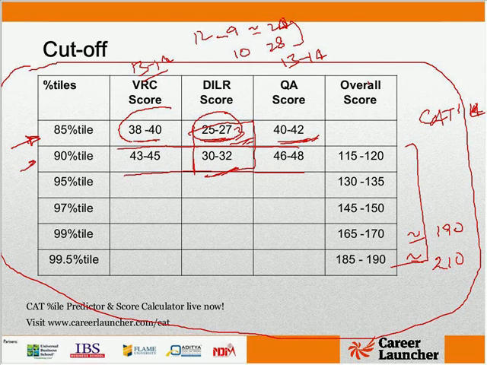Where can we find the recreated paper? Well, you can go to our website www.careerlauncher.com/cat, and you'll be able to see the link as to where you can find the recreated paper. All you need to do is just click whether your answer was correct, incorrect, or you did not attempt, and lo and behold, you'll know your exact scores, hopefully.